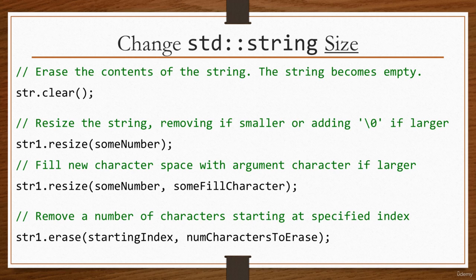And then with the erase member function we have a starting index, and we pass in the number of characters that we want to erase. If you only pass in one argument with the starting index, then it's going to erase all of the characters following that index. If you pass in no arguments, then it's going to clear the entire string, as with the clear member function.